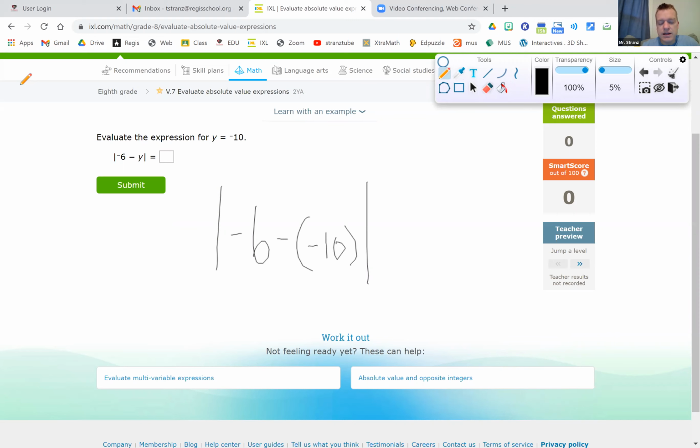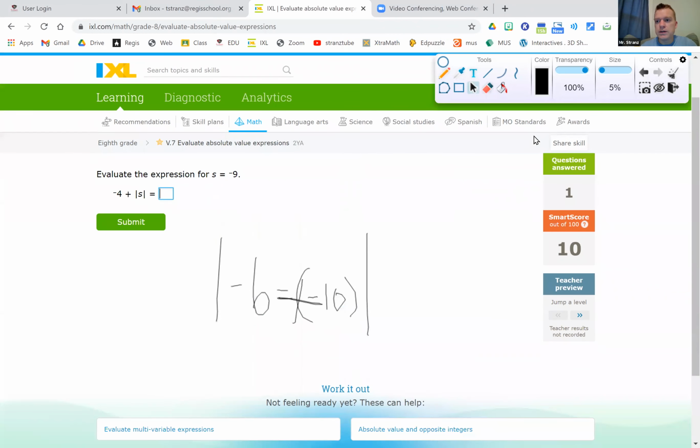All right, so I'm going to work inside of these absolute value lines first. I got -6 minus a -10, which really becomes plus, right? When you have subtracting a negative, you're really adding. So -10 plus 6 is going to be a +4. All right, so +4. And since it's already positive, the sign's not going to change. So this has to be a +4.